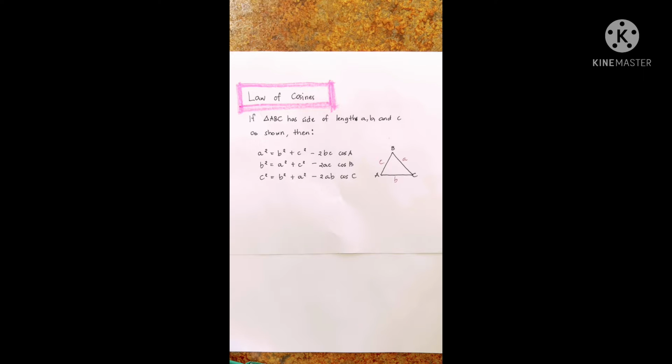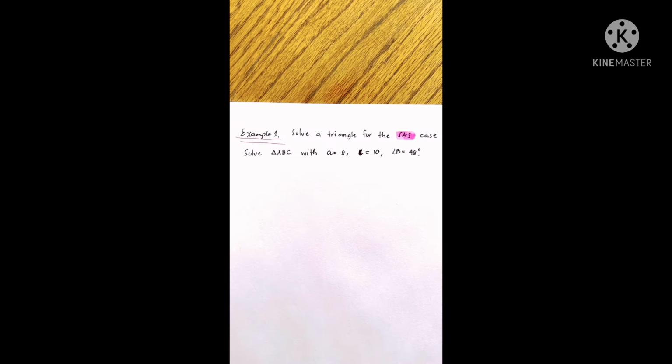Okay, in this video, we're going to use the law of cosines to solve triangles when two sides and the included angle are known, or the SAS, or when all three sides are known, or the SSS. Let's have an example in solving a triangle for the SAS case.